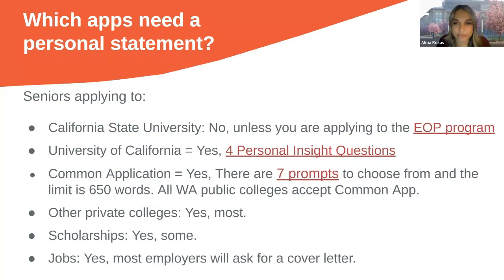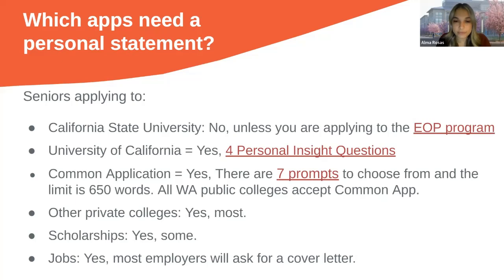So who has to write a personal statement? Let's figure that out first. So seniors who are applying to California state universities, that's Cal State East Bay, San Jose State, San Francisco State, you don't need a personal statement. If you are applying to the EOP program, that's the Educational Opportunity Program, which we recommend you apply if you are eligible, if you're a first generation low income student, you are going to be asked a few questionnaire questions, not exactly a personal statement, but just a few writing prompts that you'll have to answer.